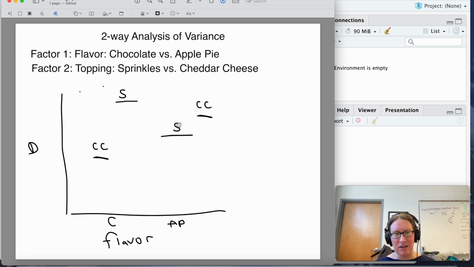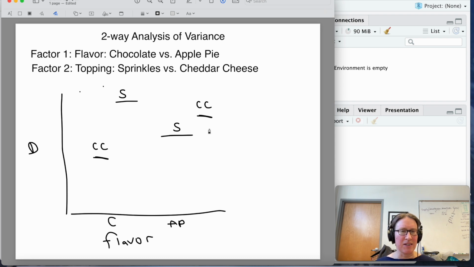And same thing for apple pie ice cream, right? Well, it can be more delicious than chocolate ice cream, right? If you are considering situations with cheddar cheese, right? But otherwise, it's less delicious than chocolate ice cream, just in general.